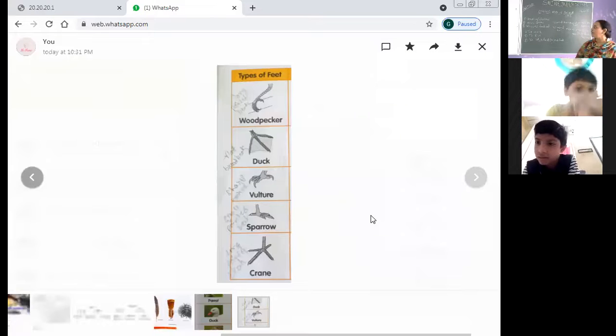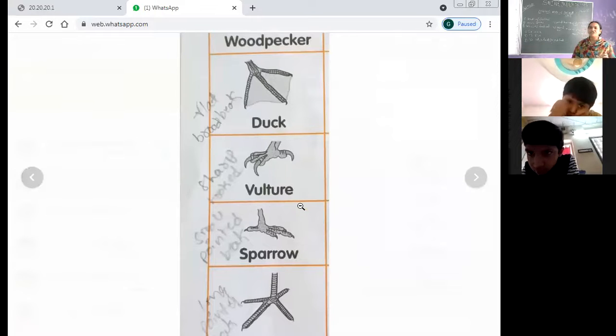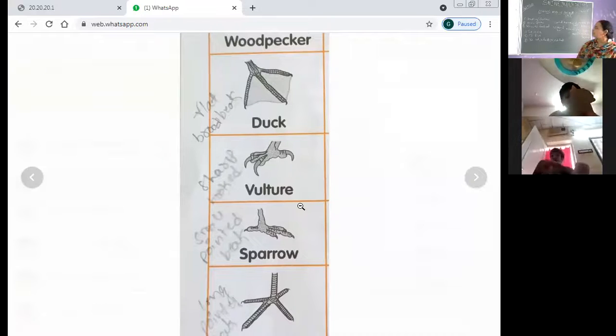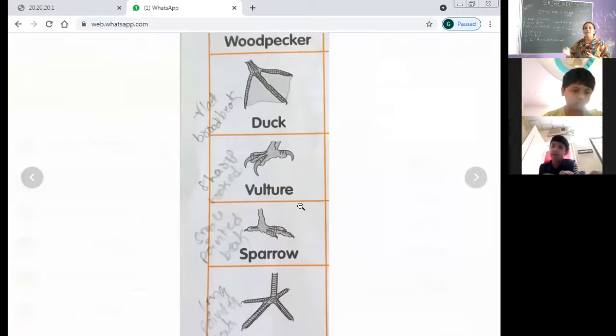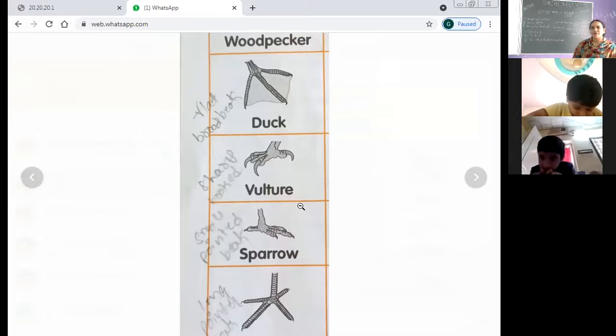Yes, teacher. Okay. The next picture: if you observe it, it has strong toes with curved, pointed, sharp claws. By seeing the nature of the claws, we can say what type of food the bird eats. It has four strong toes and sharp claws.